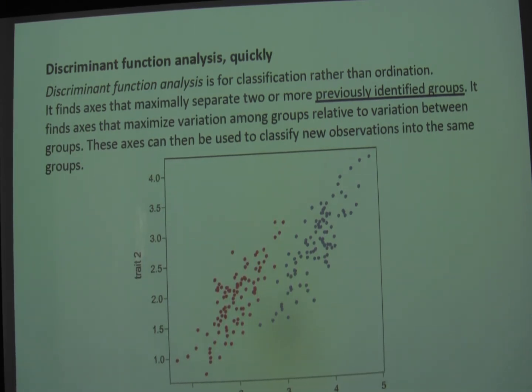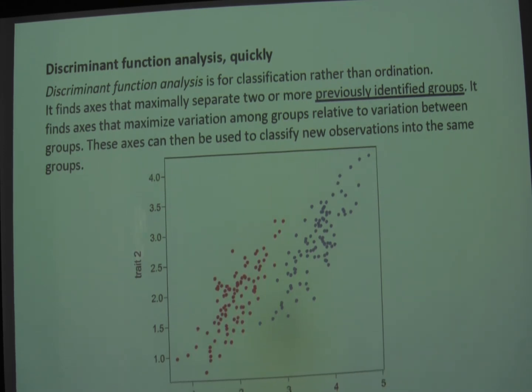The difference between discriminant analysis and principal component analysis is that principal component analysis treats every data point as a data point. There's no imposed structure on it. We just ask the data to tell us which are the most variable directions. But with discriminant analysis, you already know what groups the data points belong to, and you're asking the method to find a combination of traits that will allow you to maximally discriminate them. So now we're not doing ordination anymore, we're doing classification.